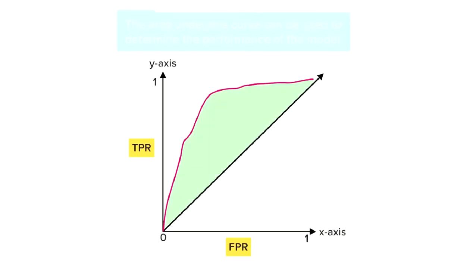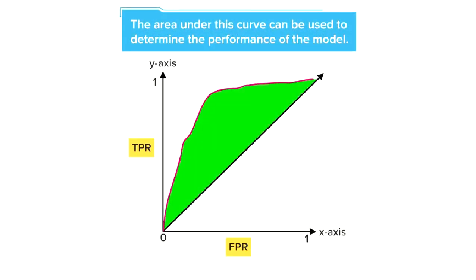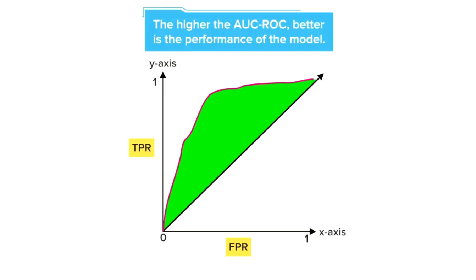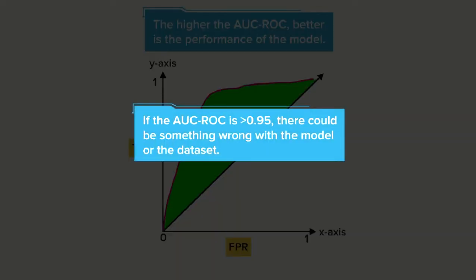Once we get a plot like this, then the area under this curve can be used to determine the performance of the model. As we said, higher the AUC-ROC, better is the performance of the model. However, if the AUC-ROC is greater than 0.95, there could be something wrong with your model or dataset, and you should check it thoroughly. Pretty awesome, right?